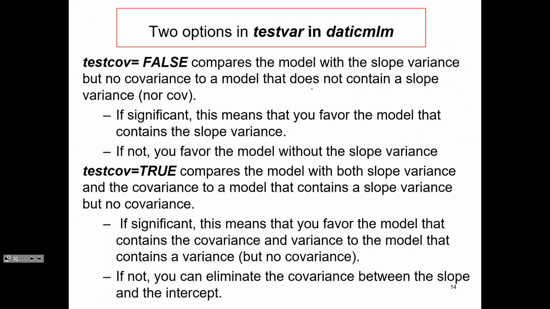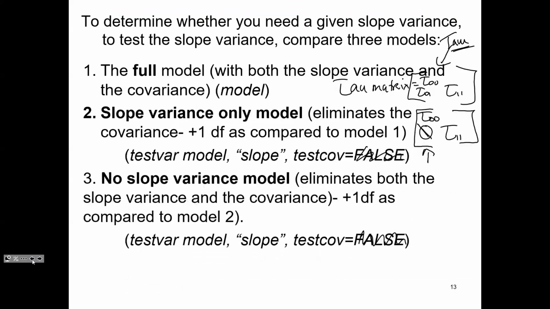Slope variance, yeah, this is right. Slope variance, but no covariance, to a model that does not contain the slope variance or the covariance, right? So the test code that's false is slope variance but no covariance that does not contain... okay, so hold on. I'm not jiving with my slides here, so I apologize for that.